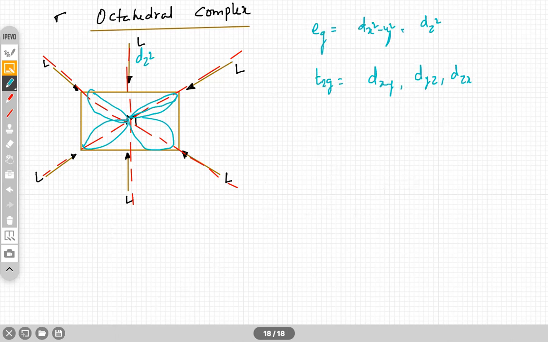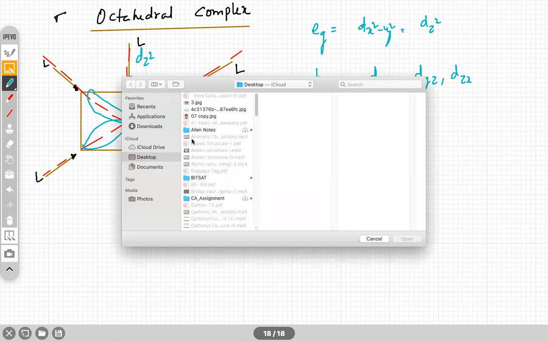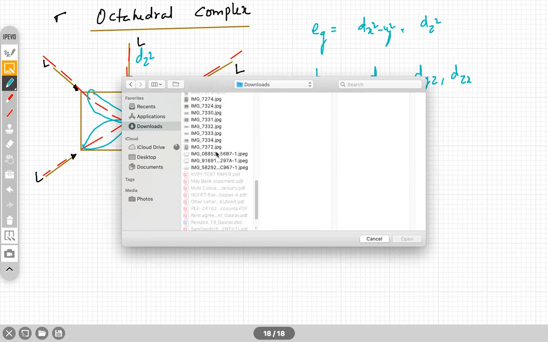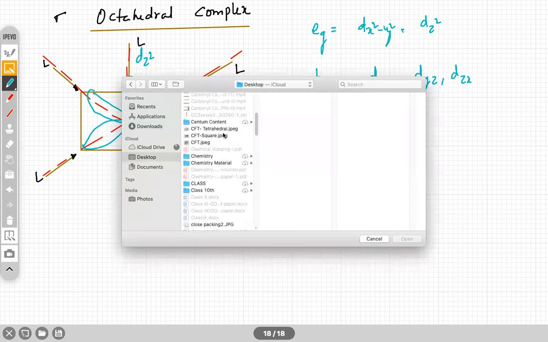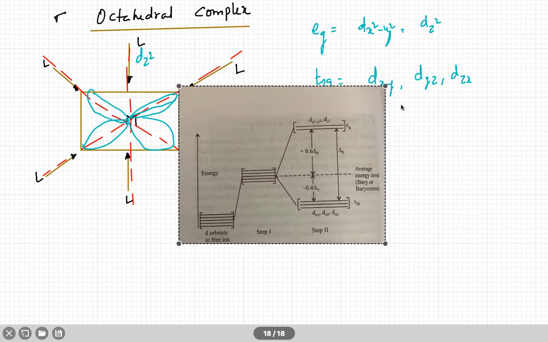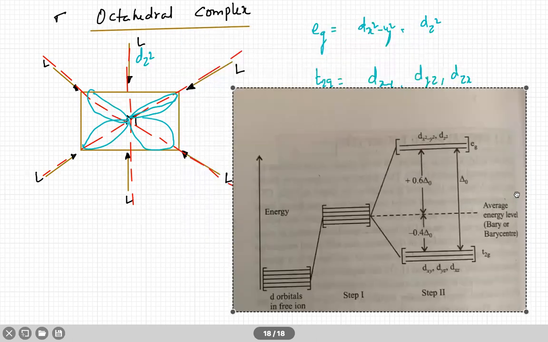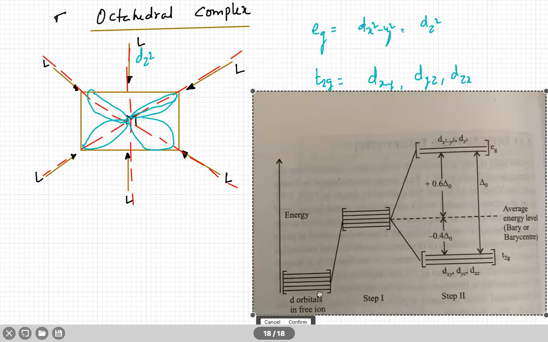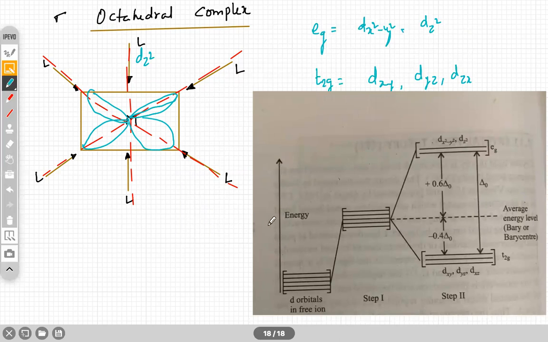So how does the splitting take place? I'll show you the diagram for that. You have to draw this, just a second. This one you see. This is for the octahedral complex. See what happens here. This y-axis is the energy, and this x-axis is the distance decreasing between the metal and ligand. If you're going left to right here, it means ligands are coming closer to the metal. So on this x-axis you write down: distance decreases between the metal and ligands.